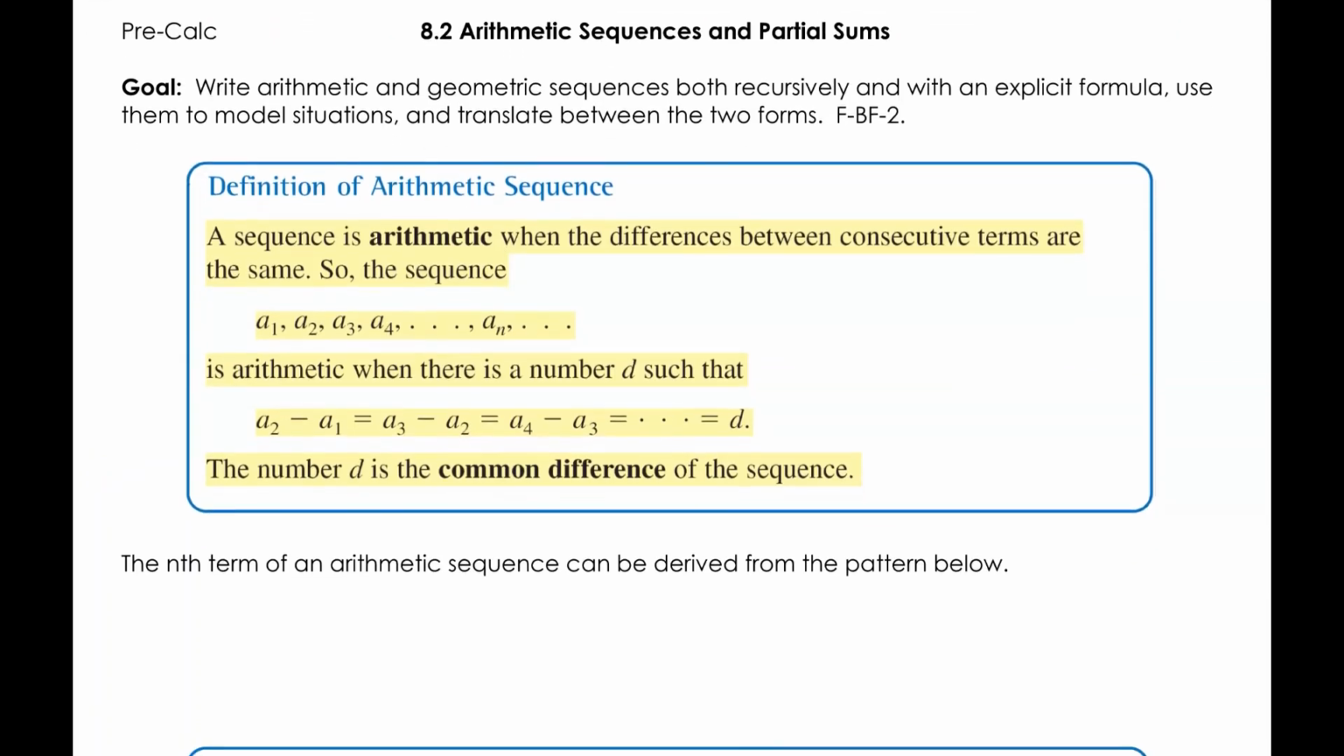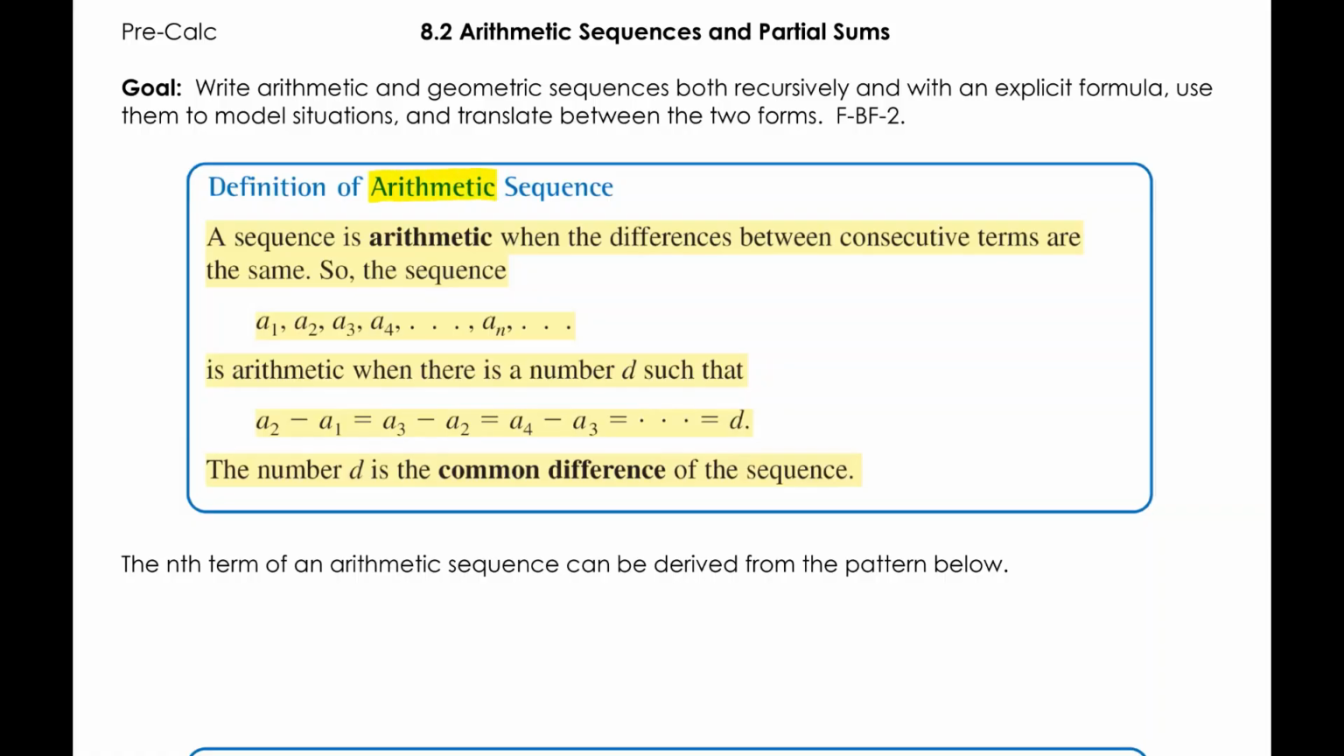Today we're going to talk about arithmetic sequences and partial sums. Let's talk about what exactly an arithmetic sequence is. We already ran into one of those on the first day, or day 2, in lesson 8.1. So we're going to talk about that in just a minute.